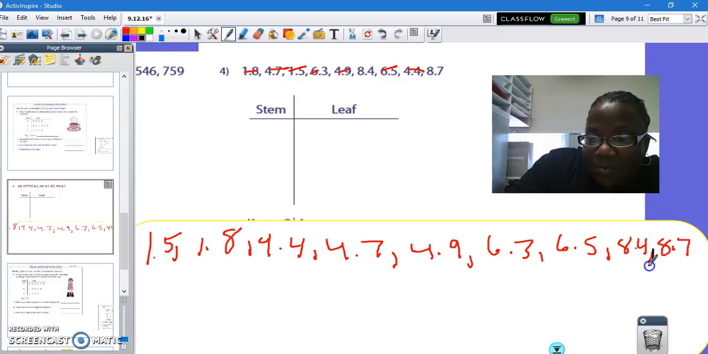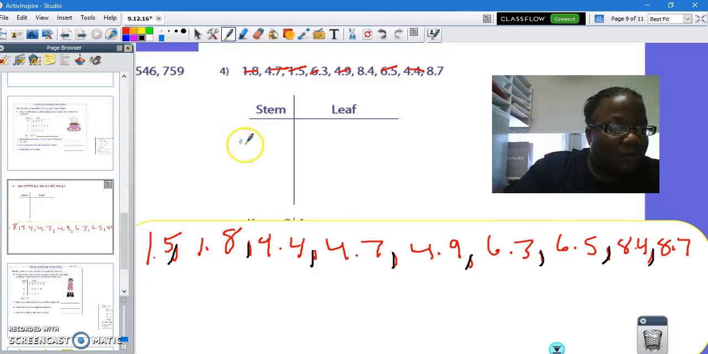Now, just so that you can tell one number apart from the other, I'm highlighting my commas in blue. Okay? So 1.5, 1.8, 4.4, 4.7, 4.9, 6.3, 6.5, 8.4, 8.7. Okay?